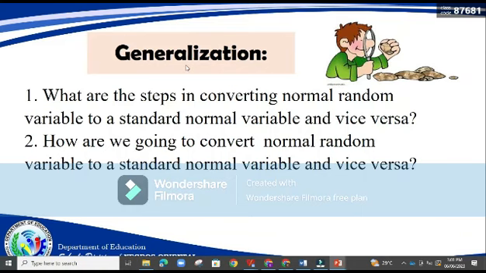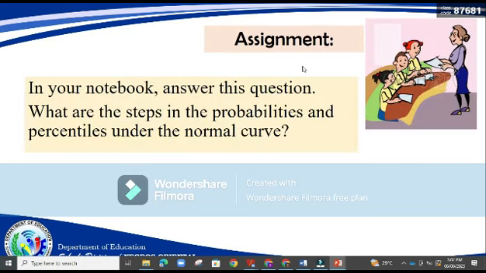Now, for generalization, I want you to answer these two questions. Number 1, what are the steps in converting normal random variable to a standard normal variable and vice versa? Number 2, how are we going to convert normal random variable to a standard normal variable and vice versa? Okay, in your assignment, answer this question: what are the steps in finding probabilities and percentiles under the normal curve? Okay, so that ends our lesson for day 3.